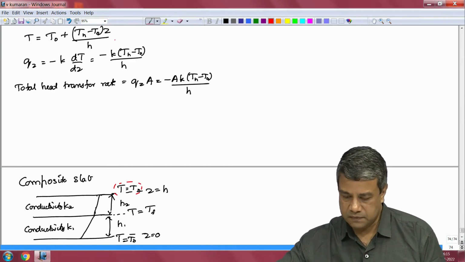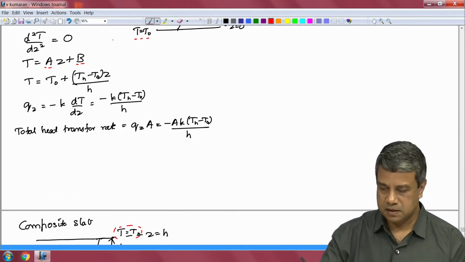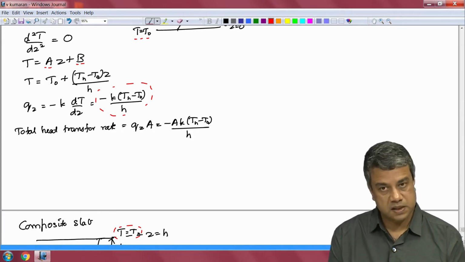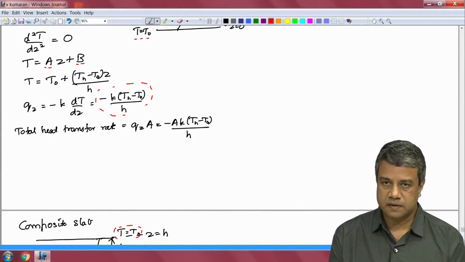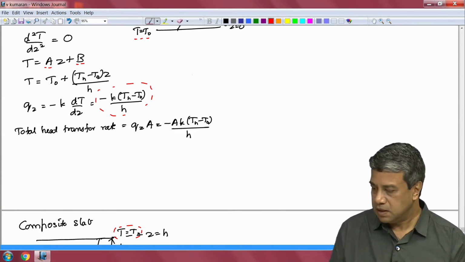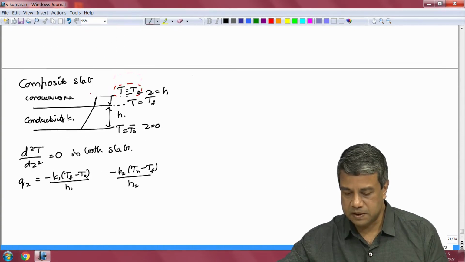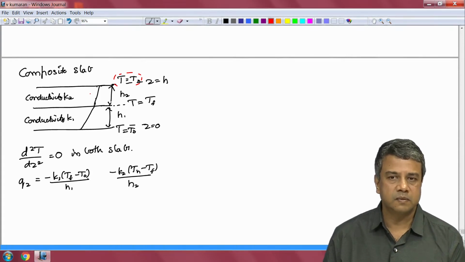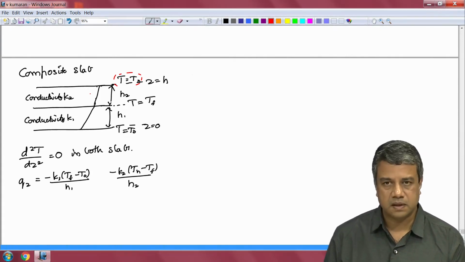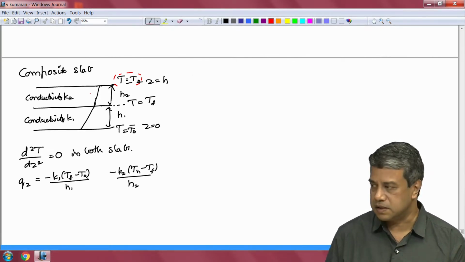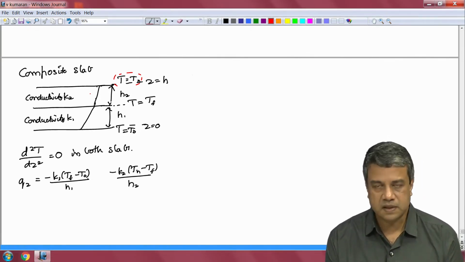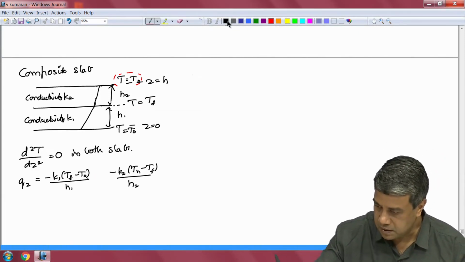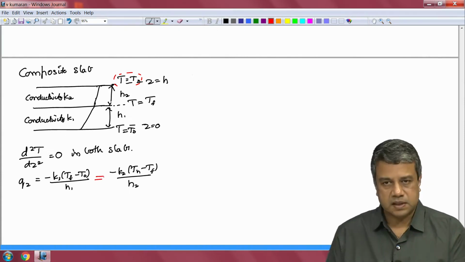Recall that the flux is equal to the difference in temperature by thickness multiplied by minus K for each slab. K for each slab is different, H for each slab is different. However, the flux at steady state has to be the same because there are no sources or sinks. If the fluxes were different, there would be accumulation of heat energy at the interface. If there is to be no accumulation of heat energy at the interface, then the fluxes in the two slabs have to be exactly the same.